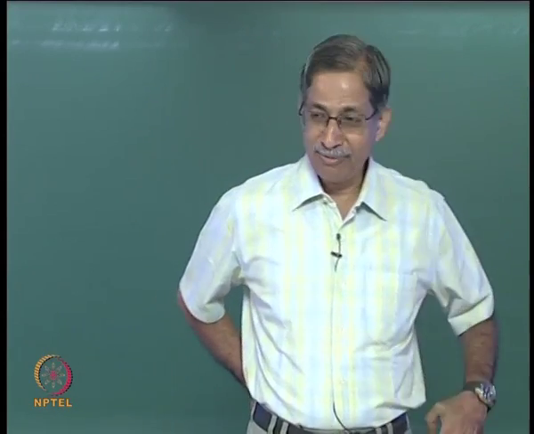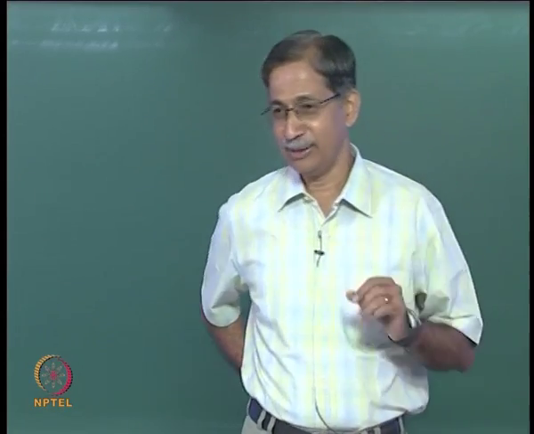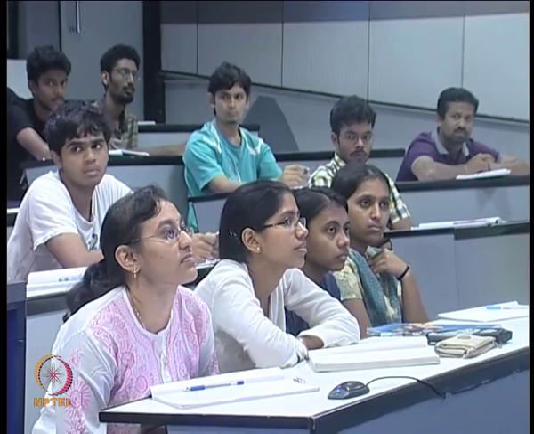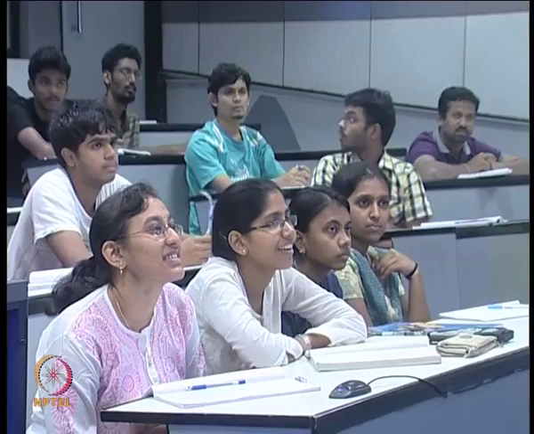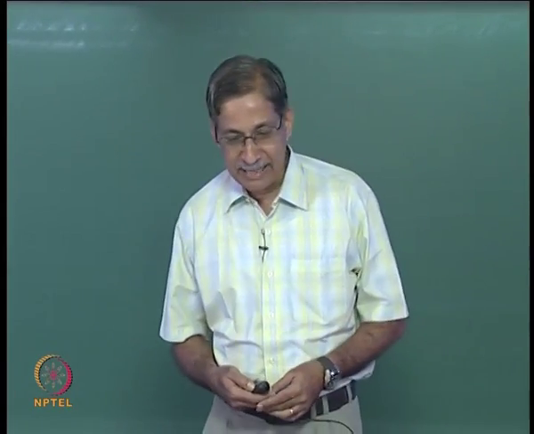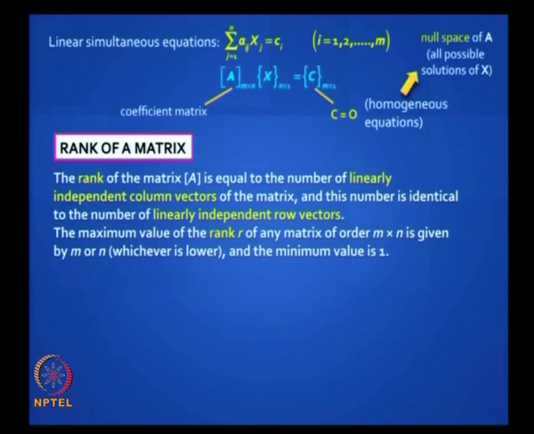What is the rank of the matrix A? It is a beautiful concept. The number of independent vectors we can find out. You vaguely know what it means, so let us explore it. Rank of a matrix: the rank of the matrix A is equal to the number of linearly independent column vectors of the matrix, and this number is identical to the number of linearly independent row vectors.